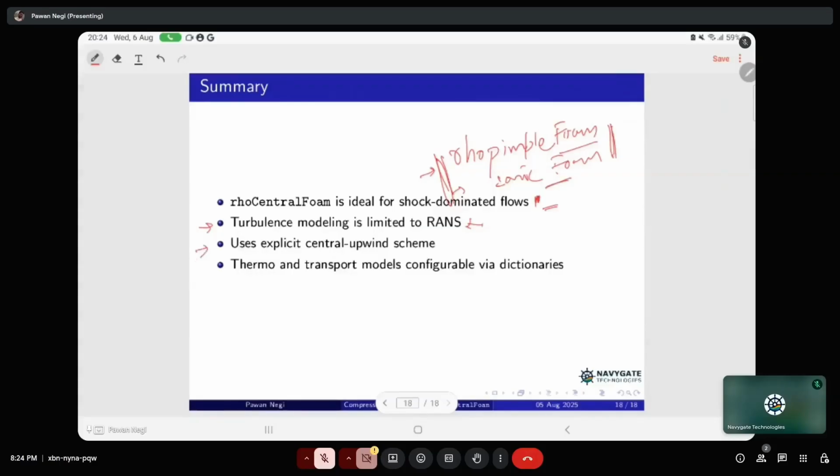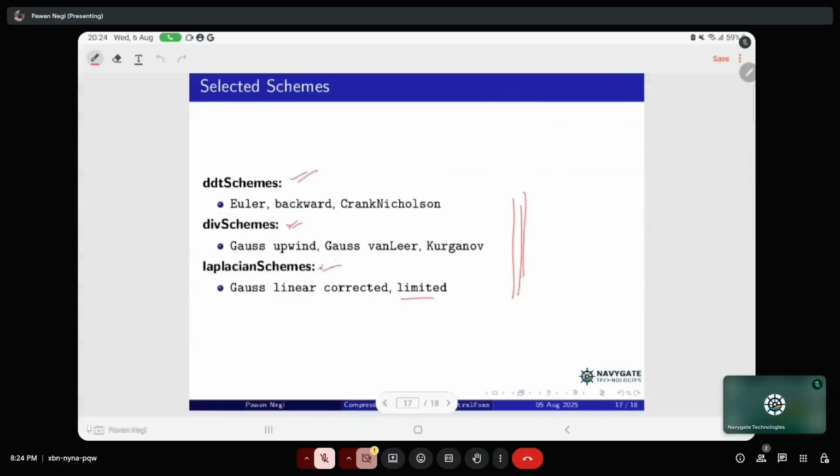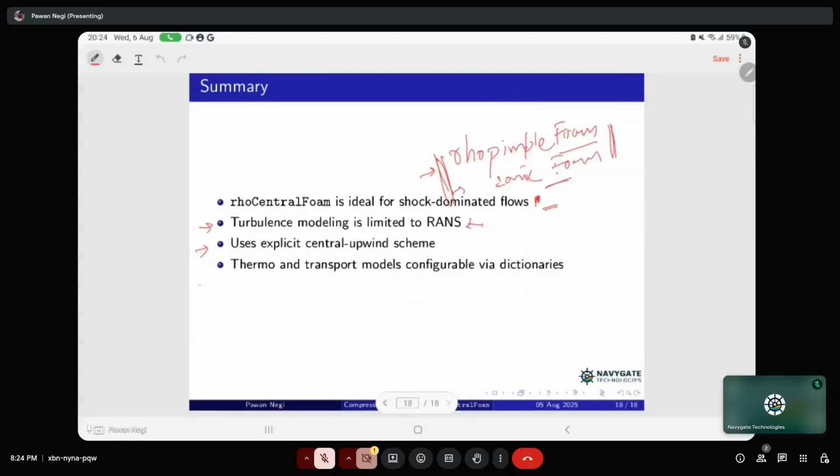The integration is only explicit. We'll see whether the other time stepping works or not. Then you can pass various properties that are required using the thermo properties and the transport models. We can configure all these in the dictionary.